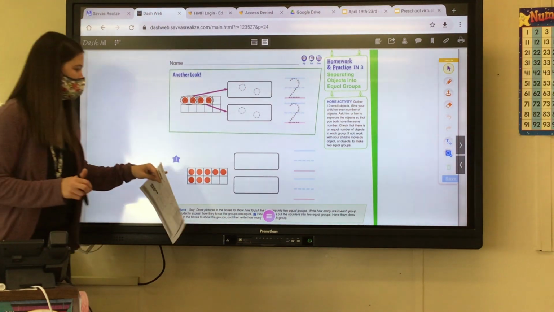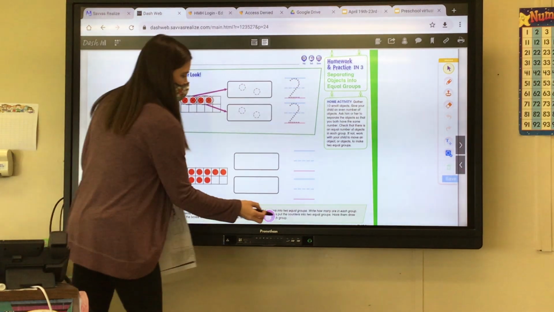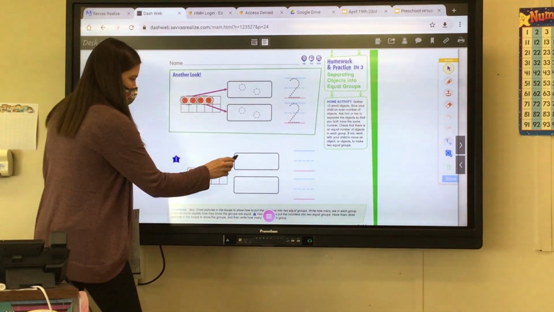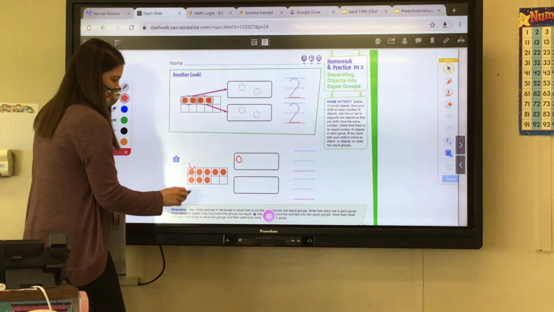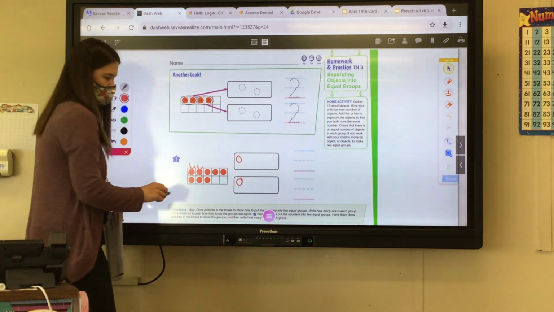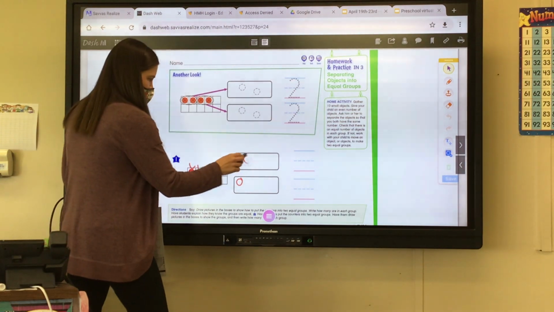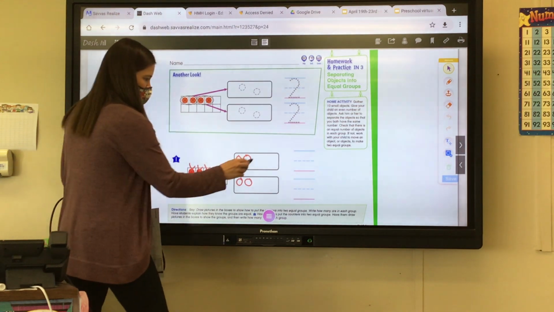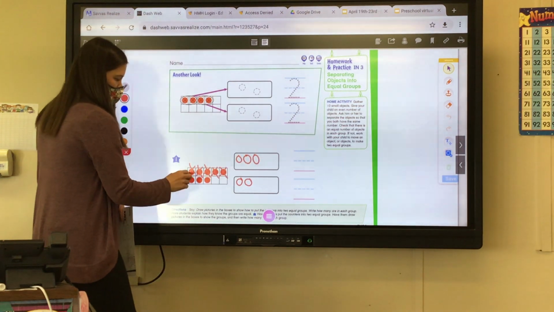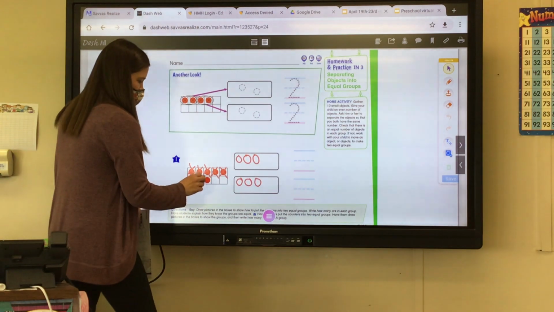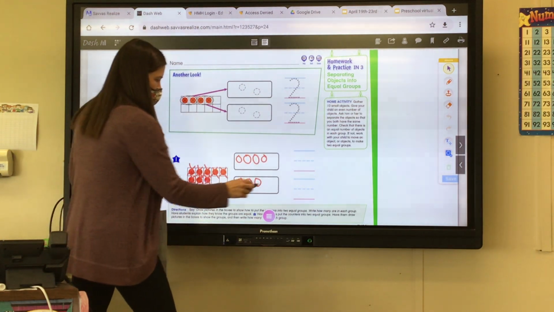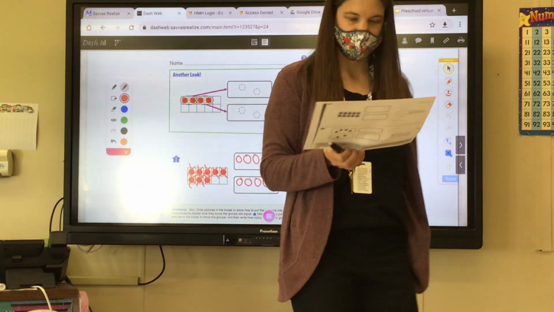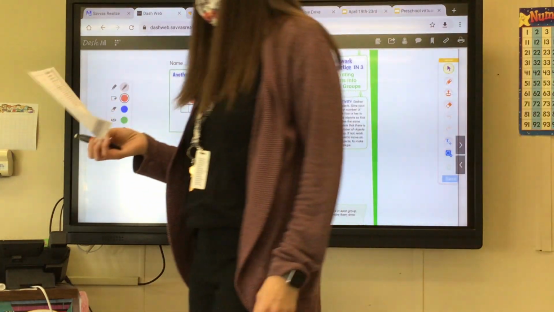Okay, so now come down here. We're going to do the same thing, but this time with counters. So when you put one counter up here, put an X on it. The next one, put down here, put an X on it. Okay, go through. You know what to do by now. Think about if you have equal groups when you write those numbers. Write how many are in each group. You're going to have 2 equal groups.